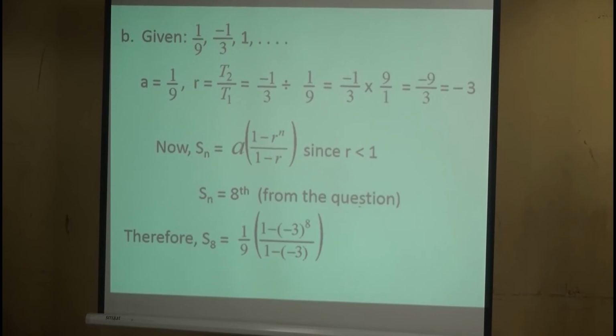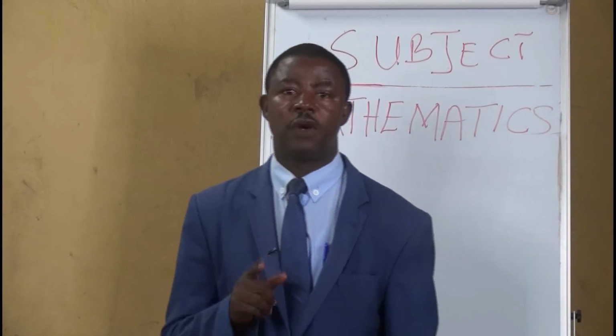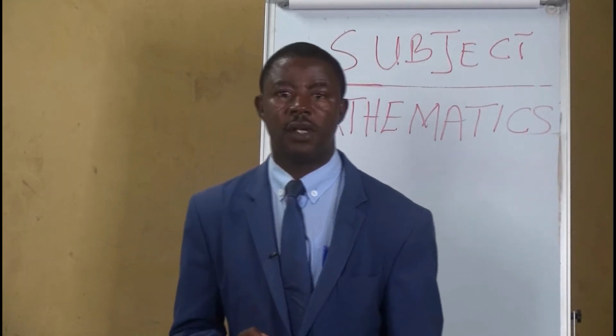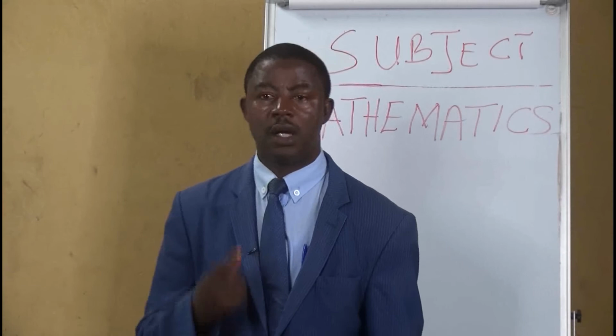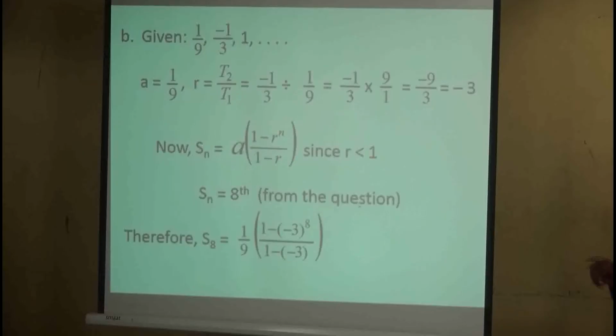The last question, which is B, we are given our first term as 1 over 9, our second term minus 1 over 3, the third term is 1. So we are to deduce, first of all, our common ratio. And what is our common ratio? Our common ratio is T2 divided by T1. The first term is 1 over 9.